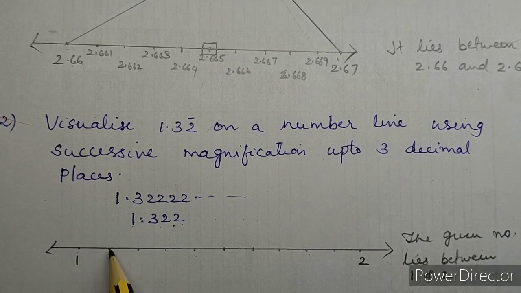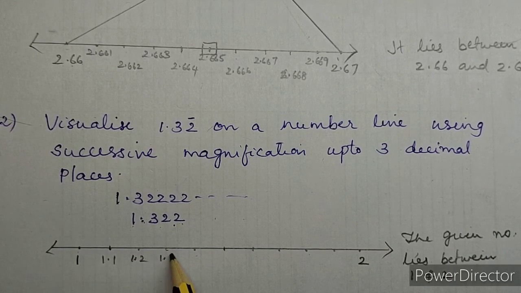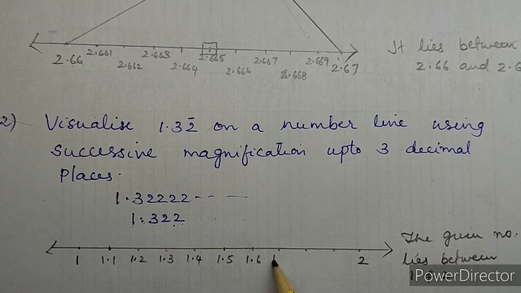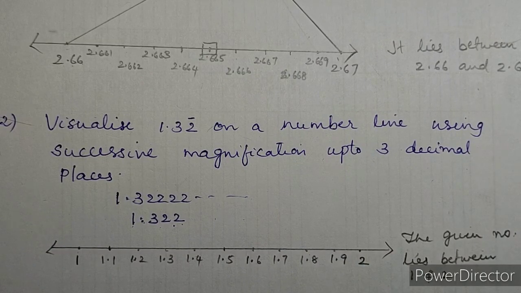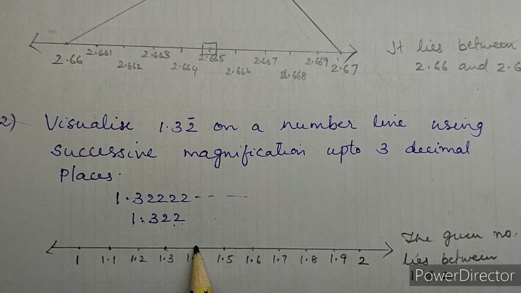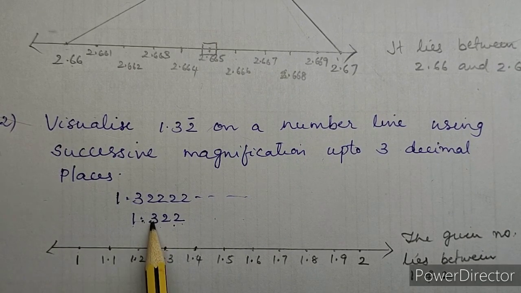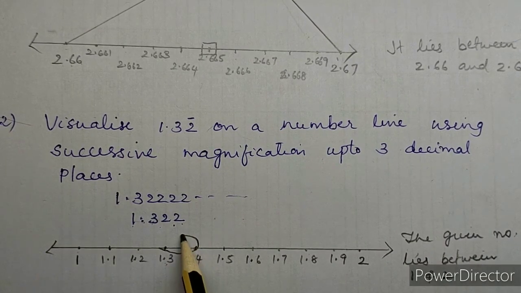Now mark the first point. It is 1.1, 1.2, 1.3, 1.4, middle point 1.5, 1.6, 1.7, 1.8, 1.9, last one is 2. So now where will the position of 1.322 come? Obviously it will be in between 1.3 and 1.4. So the starting number is 3, so it will start from here only. The number lies in between this circle, 1.3 and 1.4.